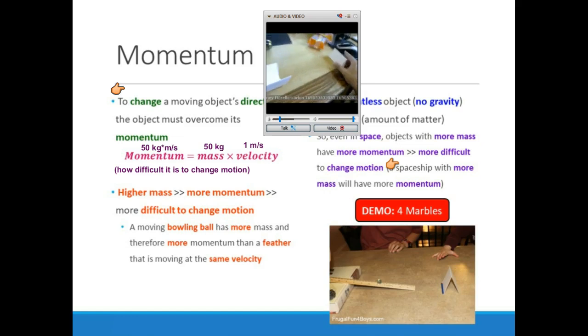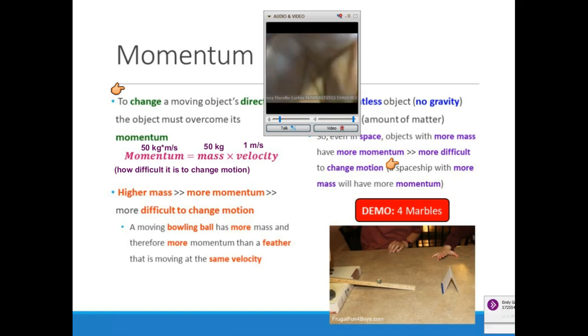Okay, so you guys saw that as we got bigger marbles, what happened to the card?